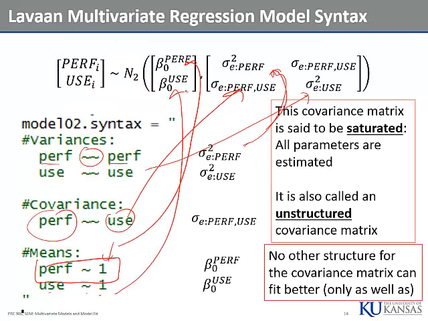This is the saturated model. And remember, it's also called unstructured. So sometimes you'll see saturated, sometimes we'll see unstructured. Lavaan may call it unrestricted. There's lots of terms for it, but basically everything's free to be what it wants. You estimate everything. That's a lot. But remember this, this is the alternative model. This is saying nothing can fit better than this.